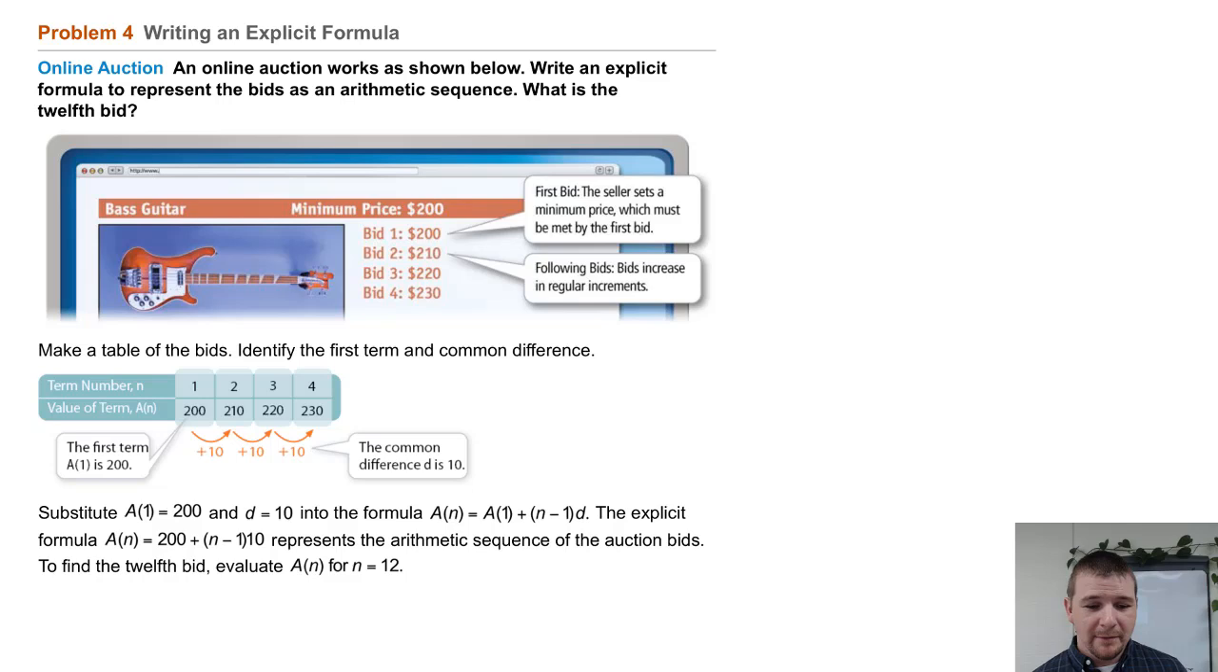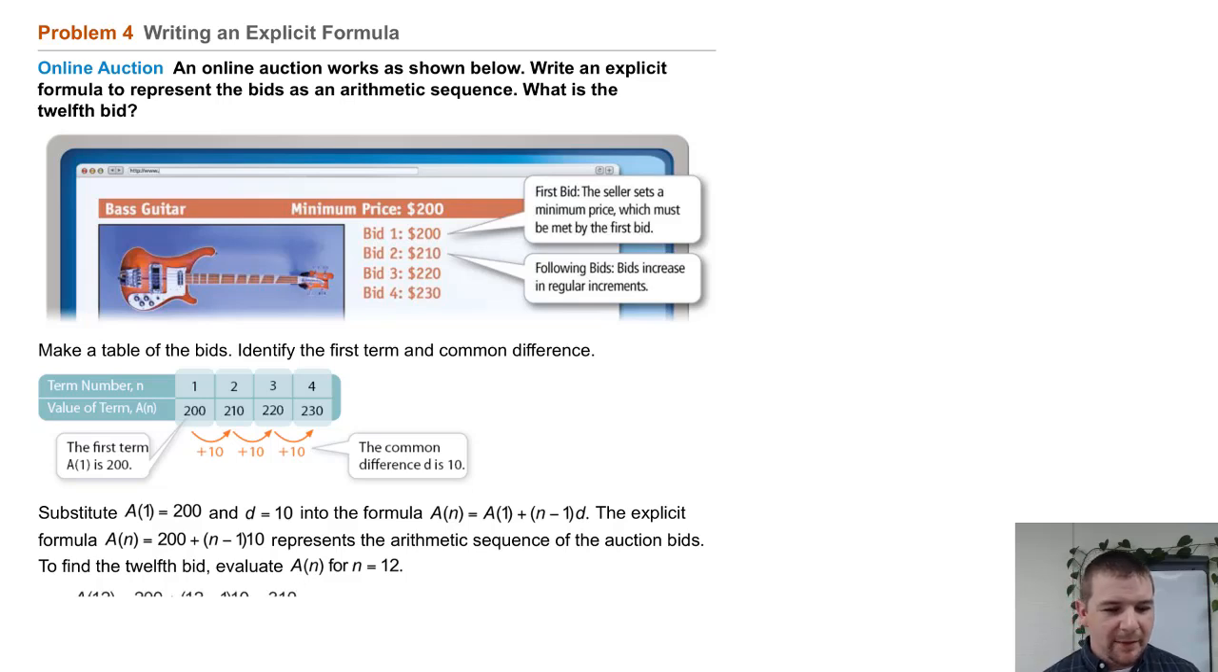The 12th bid can be found by evaluating a of n for n equals 12. Substitute 12 in for n and evaluate. This prevents us from having to find the 11th term, and before that the 10th term, and before that the 9th term, and before that the 8th term, in order to build up to the 12th term. Using an explicit formula, we just plug in 12, or 91, whatever the case may be, and evaluate.